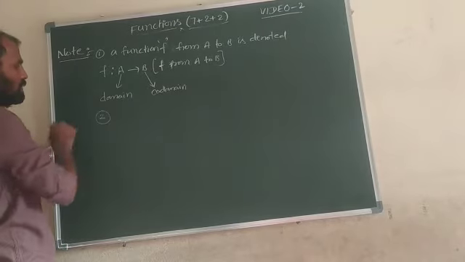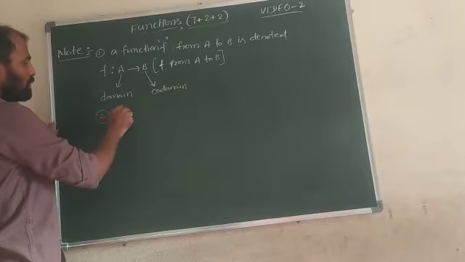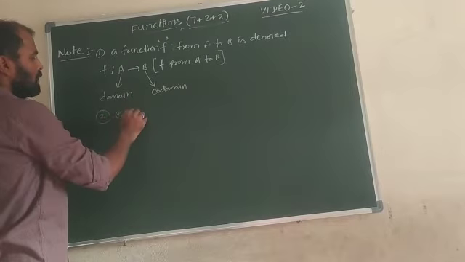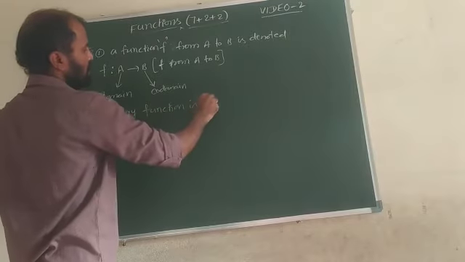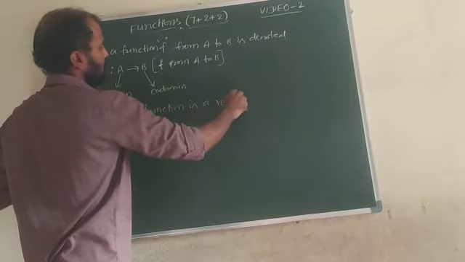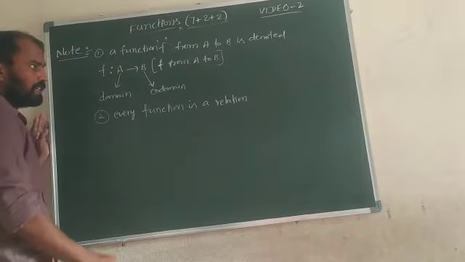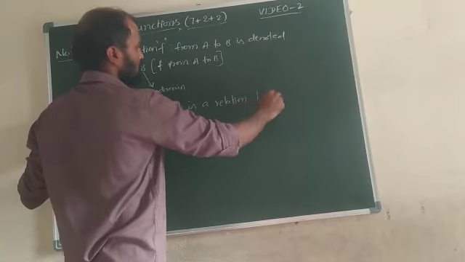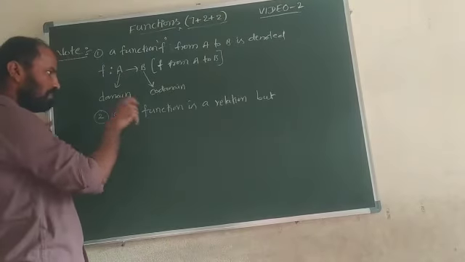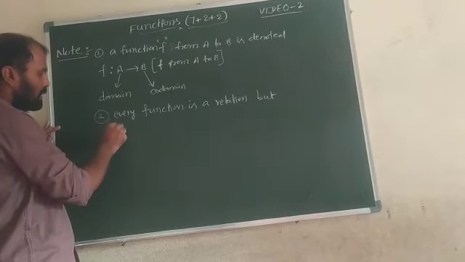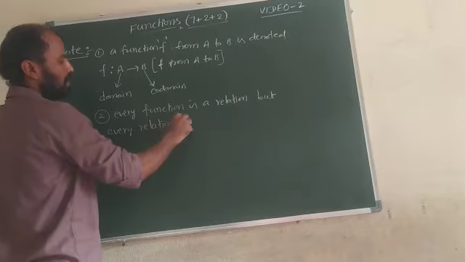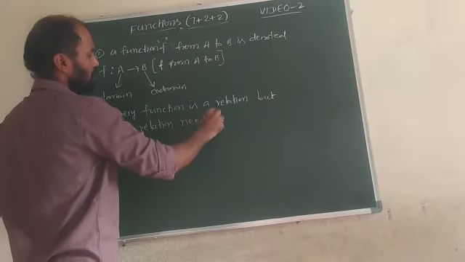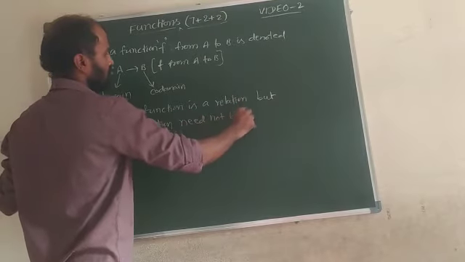And the second one is: every function is a relation. Every function is a relation, but the reverse is not true: every relation need not be a function.